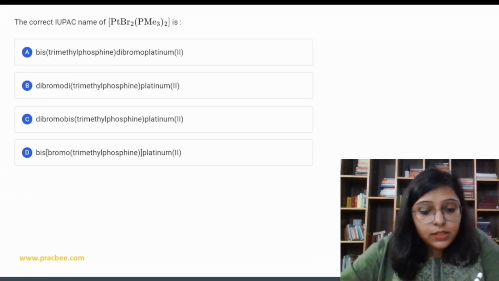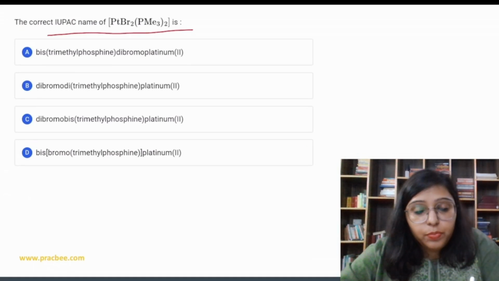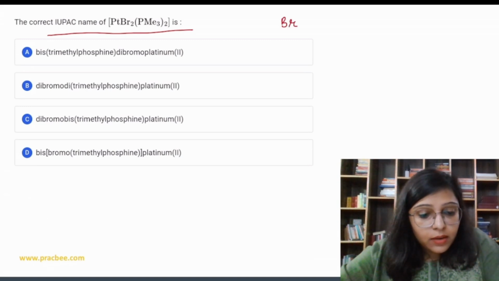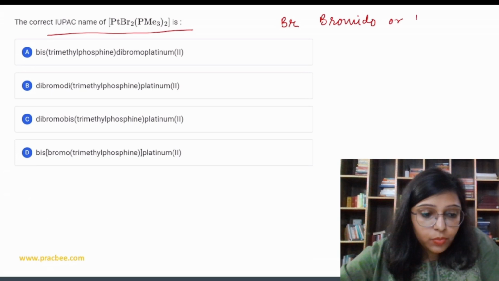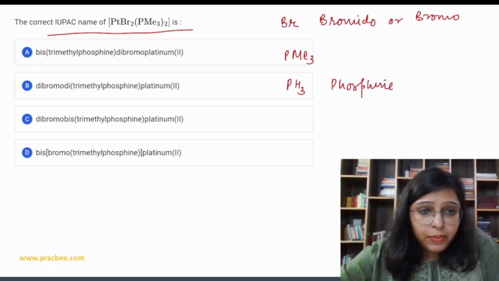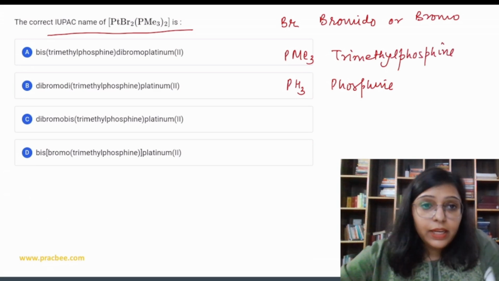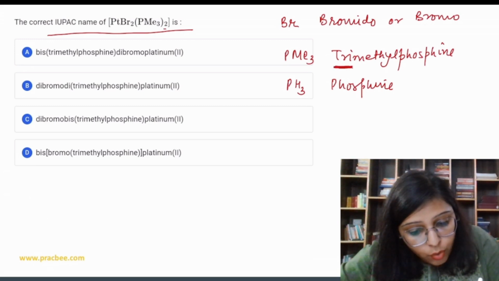Question number 1 says: the correct IUPAC name of PtBr2(PMe3)2. See, what is Br? The name of the Br ligand is either bromido or bromo. Then we have PMe3. PH3 is phosphine, so PMe3 is trimethylphosphine. So in the name of the ligand we have tri. Now we have the bracket 2, right?